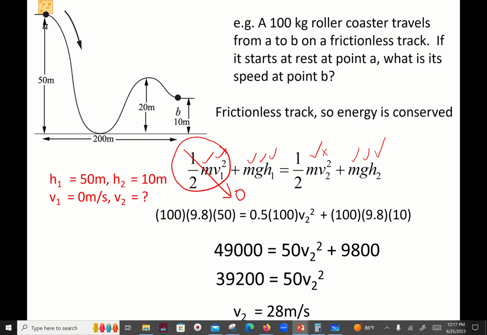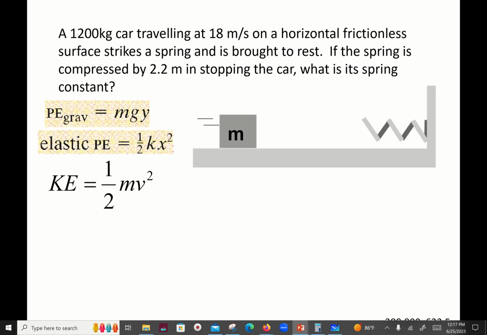Okay, so that's a problem where I just have speed and gravity. Let's next do a problem where I have speed and a spring. So now I've got a block coming in. Again, it says it's a frictionless surface. It hits a spring and it's brought to rest. So this is like an example of maybe at the end of a subway track, they have a spring there in case the brakes don't work to stop the train.